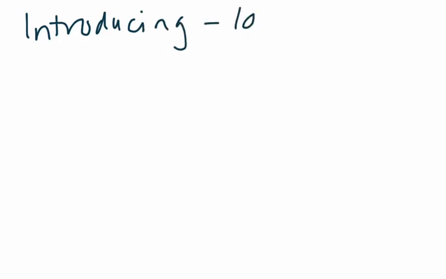So we are introducing today the logarithm. It is one of my favorite things to teach in Algebra 2. I'm not a huge fan of Algebra 2, but I do like logarithms. So we're going to introduce logarithms as a tool for solving exponentials. They're actually the inverse of exponentials.